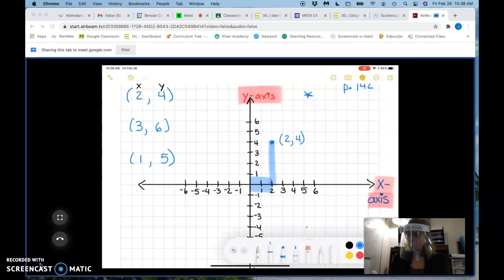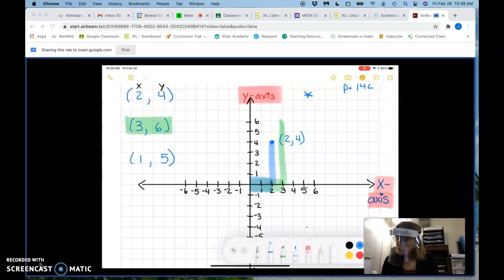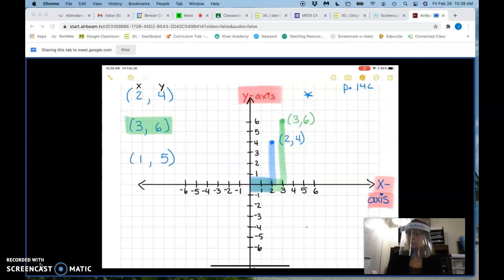Change colors. We're going to try the next ordered pair. I have 3 and 6. So 3 means I'm moving which way? Oh, right. Yes, excellent. So let's go to the right 3. Don't put a point down yet, though. And how many am I going up? 6. So right up there is where my point is going to go. And then I'm going to label it with the ordered pair.